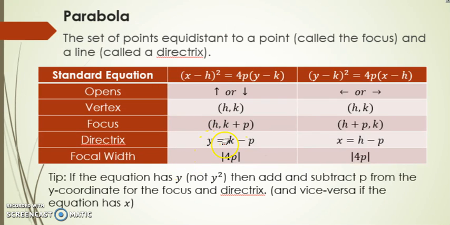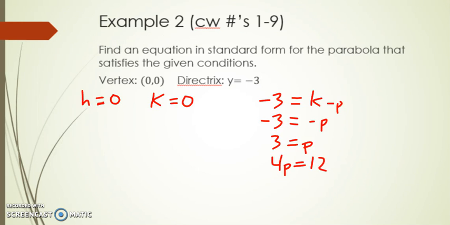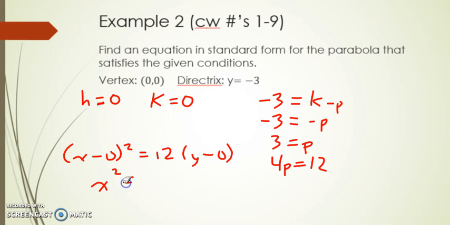So for y equals, we want (x minus h) squared equals 4p (y minus k). But we don't need to write plus and minus zeros. So you would actually just want to write this as x squared equals 12y. Don't write adding and subtracting 0 or multiplying and dividing by 1.